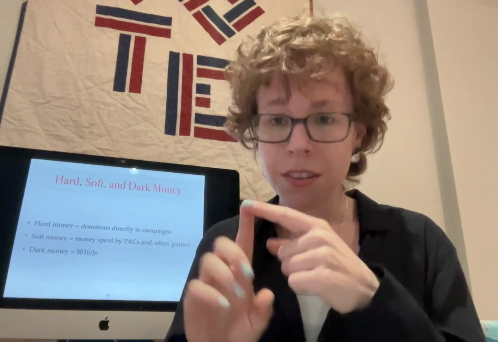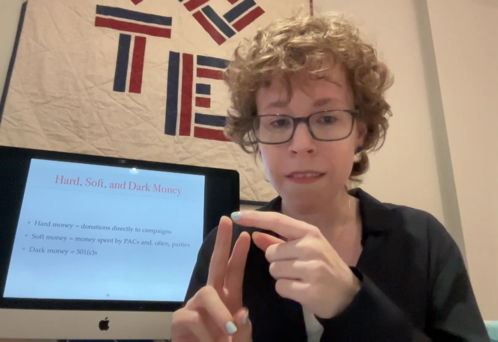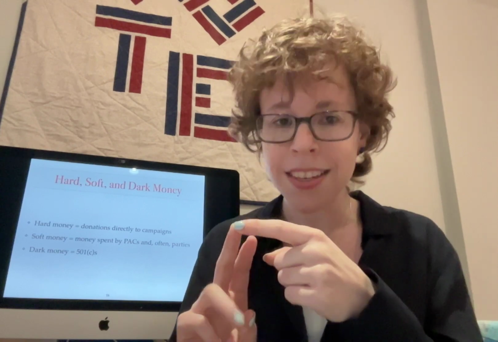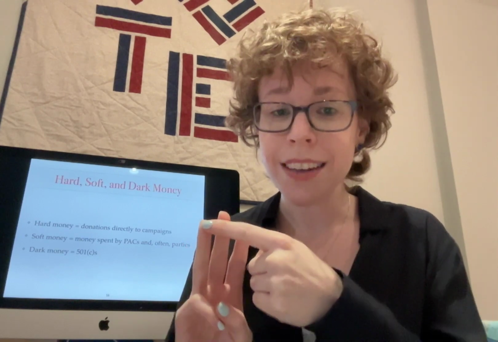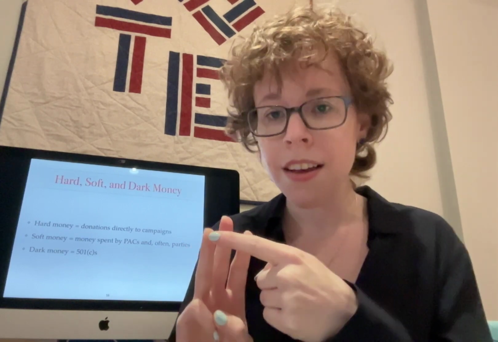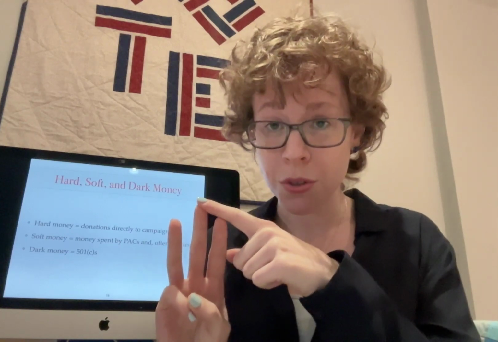So those are our three types of money. Hard money, money donated to and spent by the campaign itself. Soft money, the money donated to and spent by things like political parties and political action committees, PACs. And then dark money, money donated to and spent by not-for-profits, 501(c)s, that is not subject to the same reporting requirements as those first two types of money.